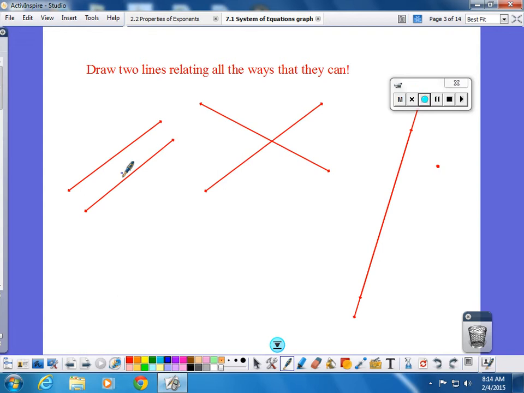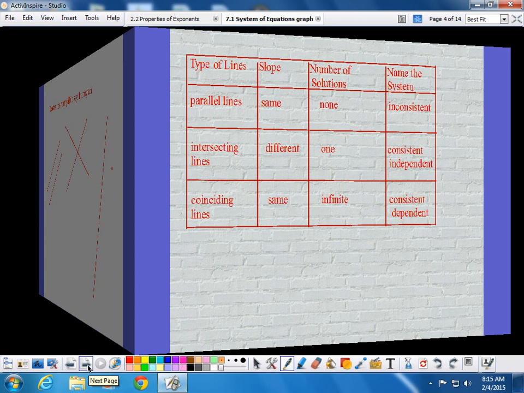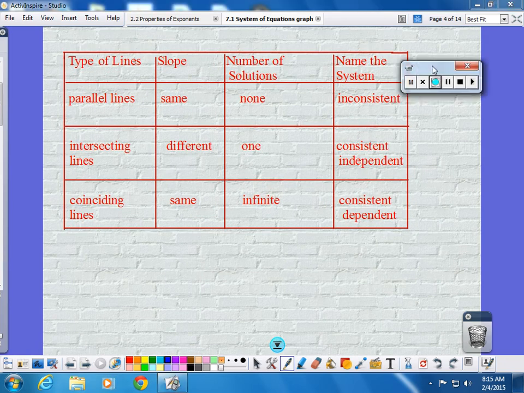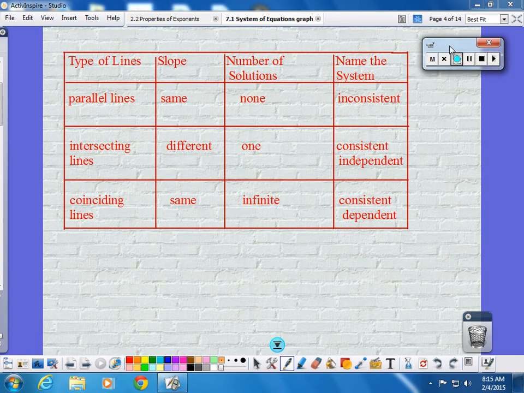They don't have to be that way. But if they're perpendicular, what do we know about their slopes? They are negative reciprocals of each other. Alright, and then this line on top of that line being the same line, everything's the same. The slope's the same, the x-intercept's the same, the y-intercept's the same. Alright, so let's look at these. Let you copy this down, we'll talk about it. Good?